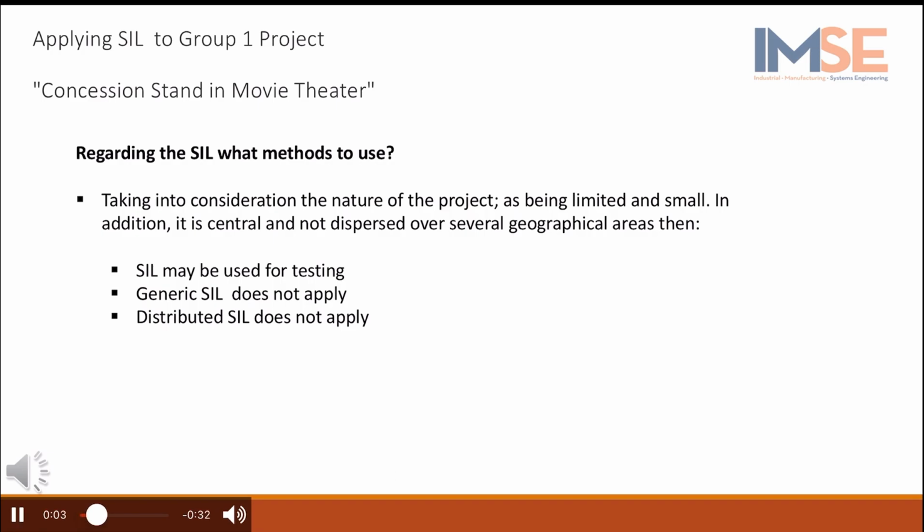Now, for applying the SIL concepts to the Group 1 project, what methods to use? Taking into consideration that the nature of the project is limited and small, and in addition, it's central and not dispersed over several geographical areas, then SIL may be used for testing. Generic SIL does not apply, and the distributed SIL does not apply.